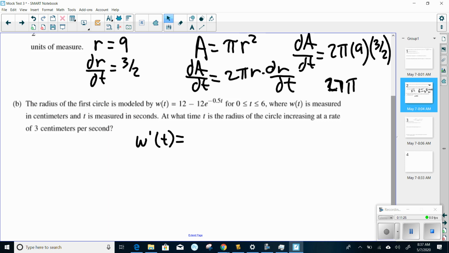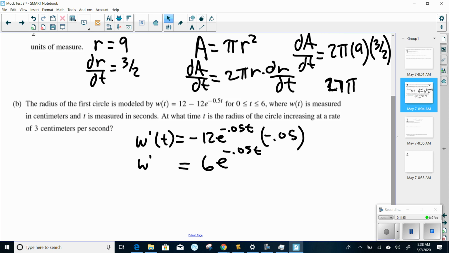So the 12 goes away, minus 12e to the negative 0.05t, but then I have to multiply by the derivative of the inside, which is negative 0.05t. So I have to multiply by negative 0.05. So we do some simplifying there, right? It comes out to be negative 12 times negative 0.05 is a positive 6. 6e to the negative 0.05t. That's what my rate of change is for the radius of that circle.